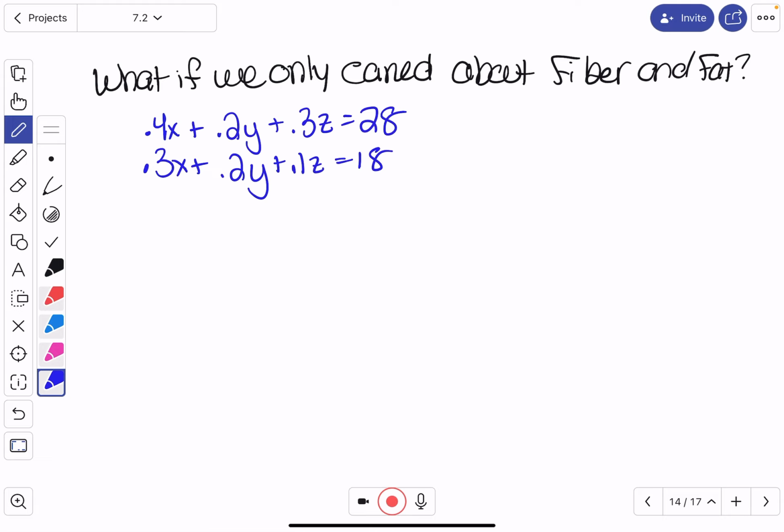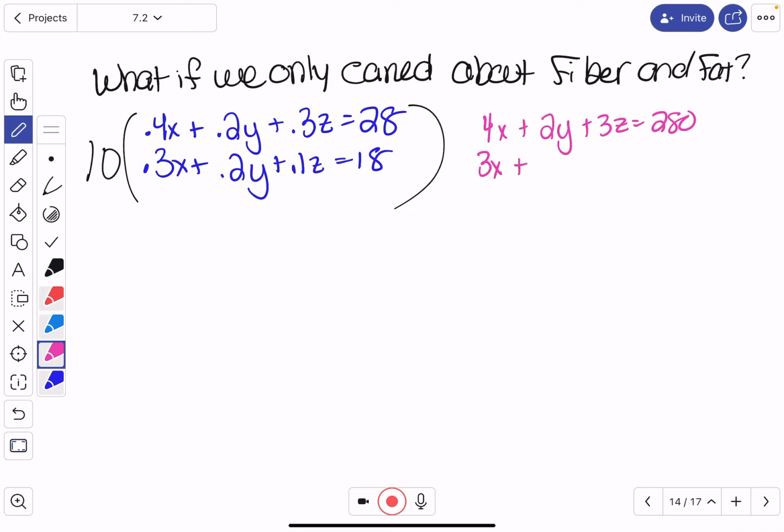Okay, here we only have 1 decimal place, so I can multiply everything by 10. So 4x plus 2y plus 3z equals 280. 3x plus 2y plus z equals 180. If we subtract everything, we get x plus 2z equals 100.